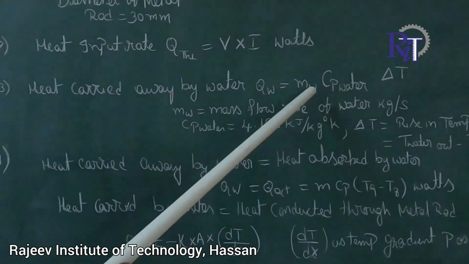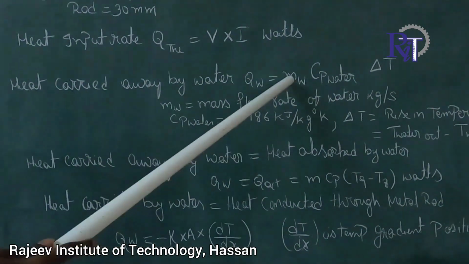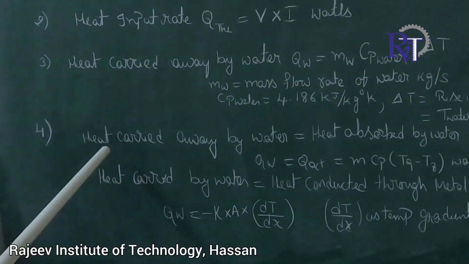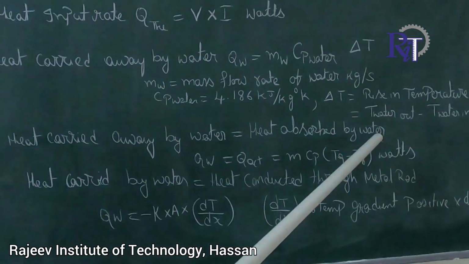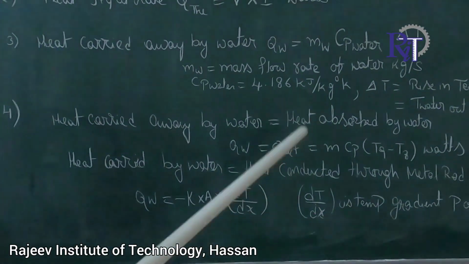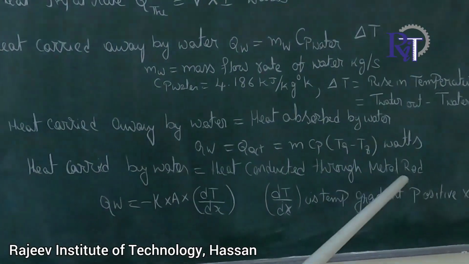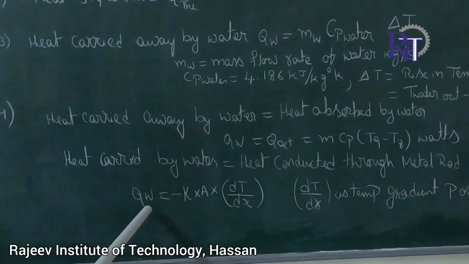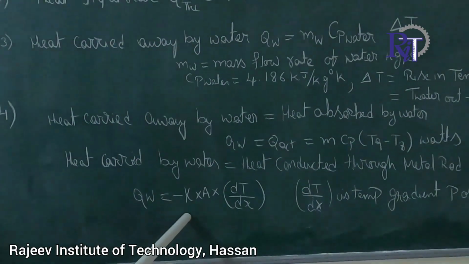You know the mass flow rate of the water, which you can calculate through the instrument rotameter. Then you know the specific heat of the water. After finding out, you can conclude that heat carried away by water is equal to heat absorbed by water. So this is equal to Q actual. That is the heat carried away by the water and heat conducted through the metal rod. When you take heat conducted through the metal rod, you know the value of QW, and this K is the thermal conductivity. This is the thing we need to find out.